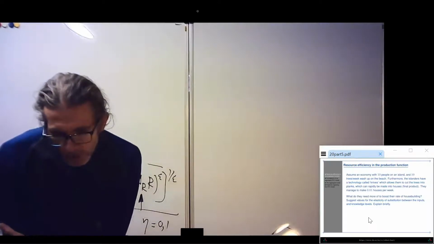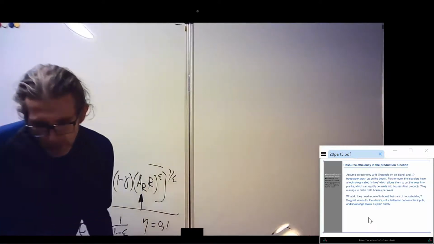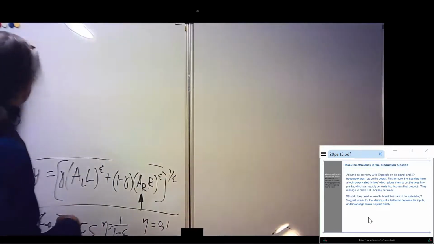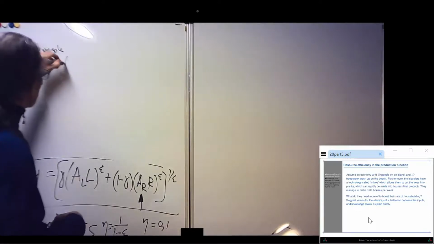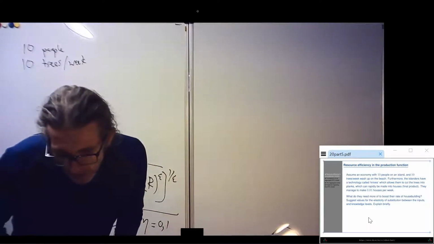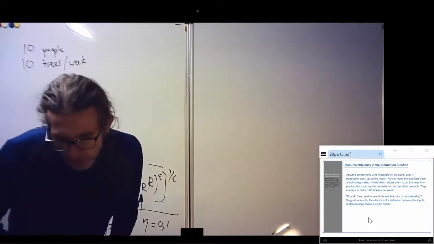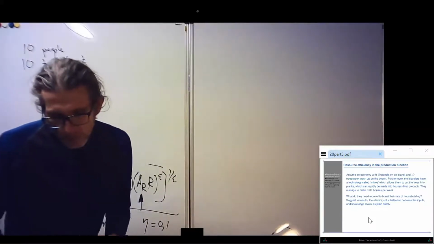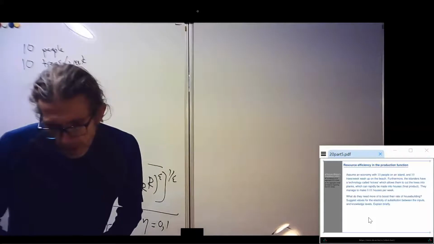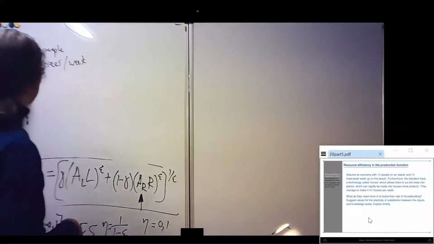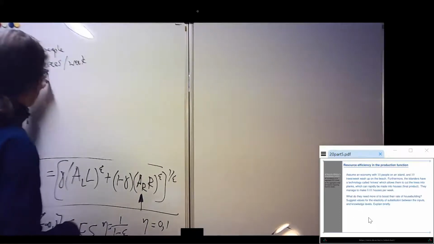So assume an economy with 10 people on an island. 10 trees per week wash up on the beach. So the time unit is weeks here, it seems. The islanders have a technology called knives, which allows them to cut the trees into planks. And once they've done that, the planks can rapidly be made into houses. They managed to make 0.01 of a house per week.